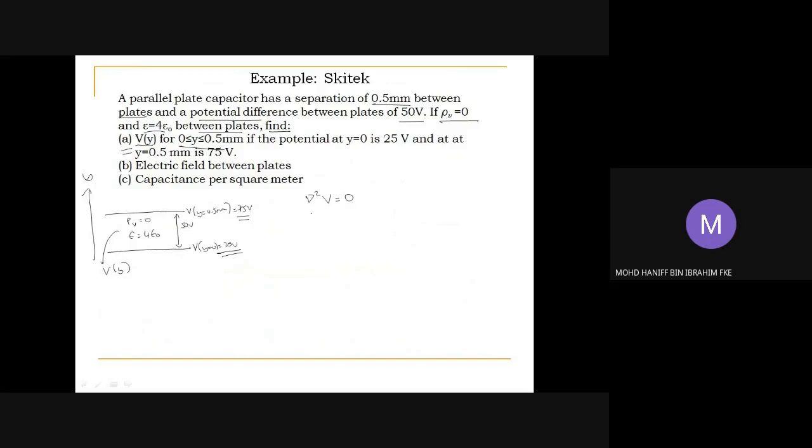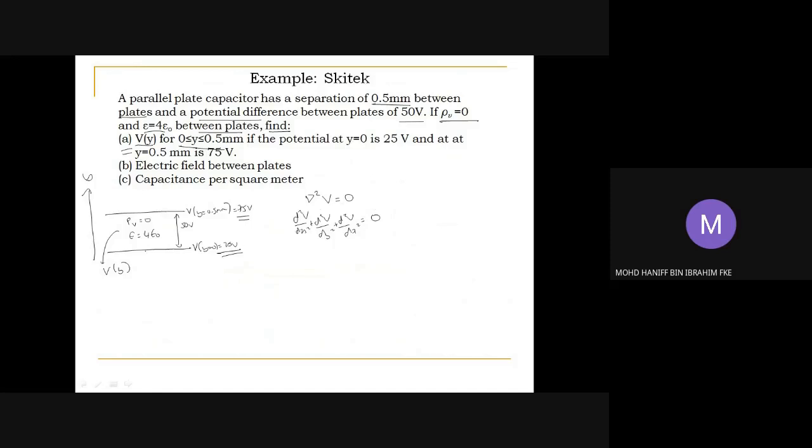Okay, so from now we need to choose whether to apply the Laplacian in Cartesian, cylindrical or spherical, and clearly show that from these problems, your problem is in Cartesian. So we're going to have d squared V over dx squared plus d squared V over dy squared plus d squared V over dz squared equals 0. This is the equation from the Laplacian operator for Cartesian.